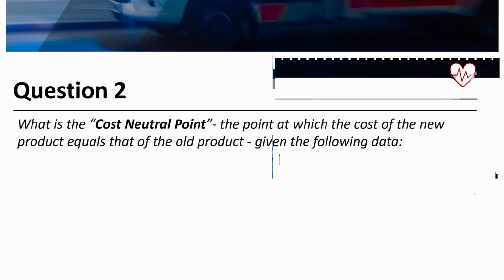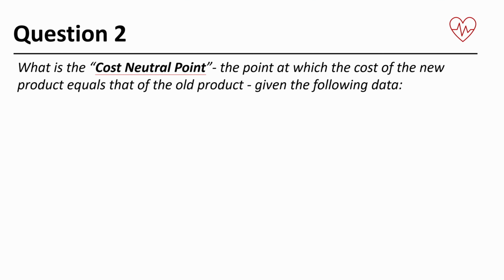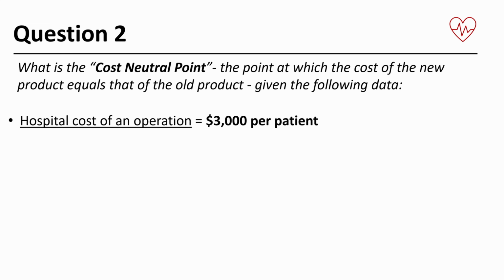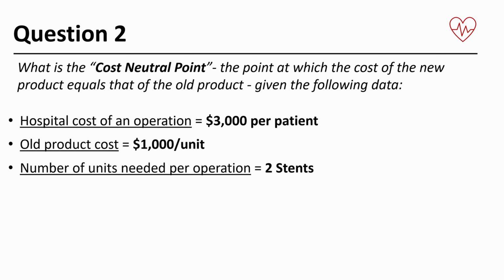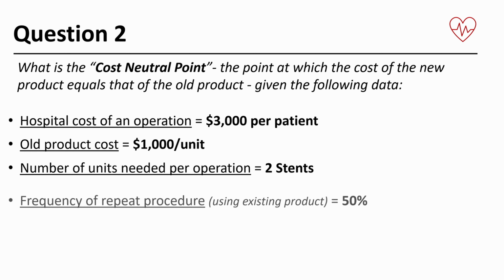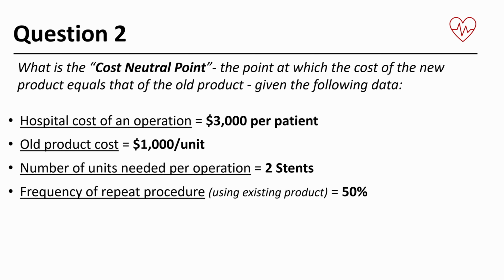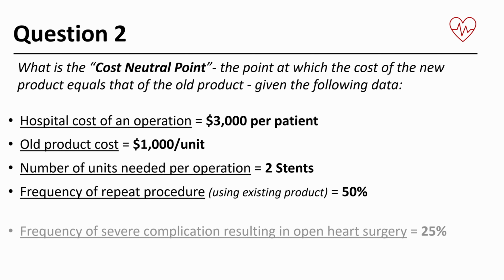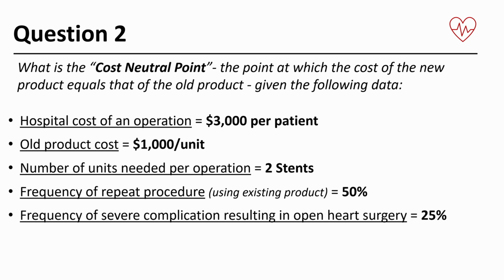So that all makes sense. What is the cost neutral point, or the point at which the cost of the new product equals that of the old product, given the following data? The hospital cost of an operation is $3,000 per patient. The old product is $1,000 per unit. The number of units needed per operation is 2 stents. The frequency of a repeat procedure using our existing product is 50%. And then the frequency of severe complication resulting in open heart surgery is 25%.